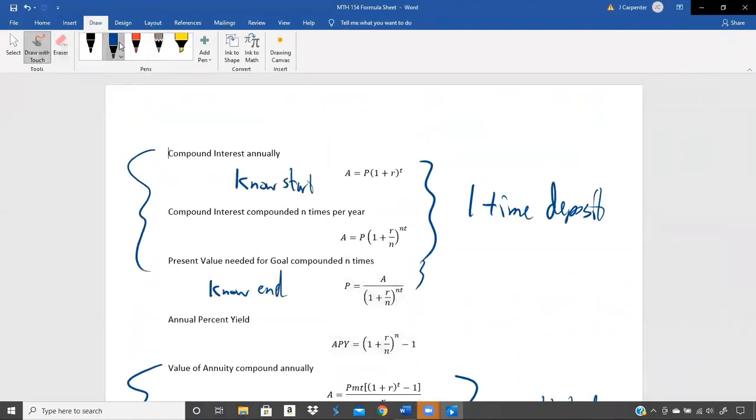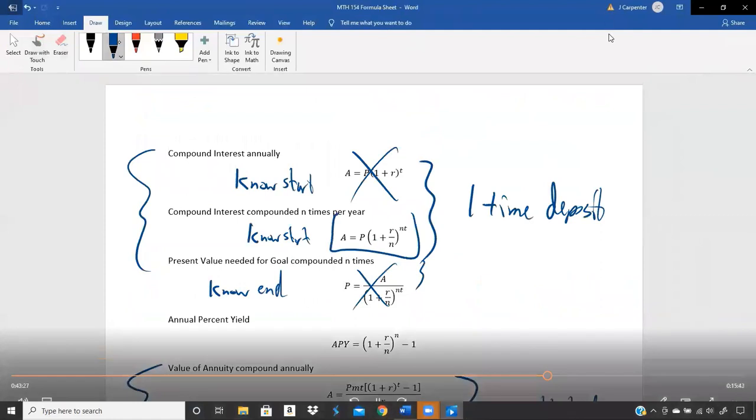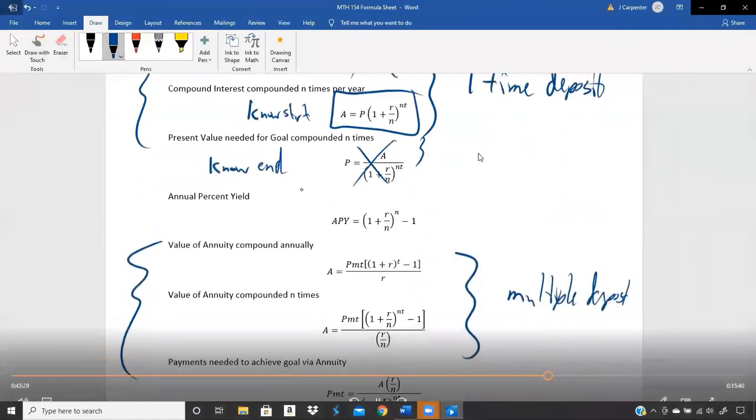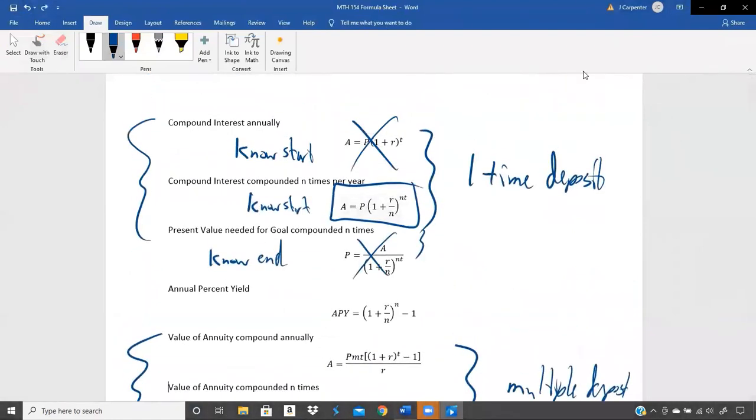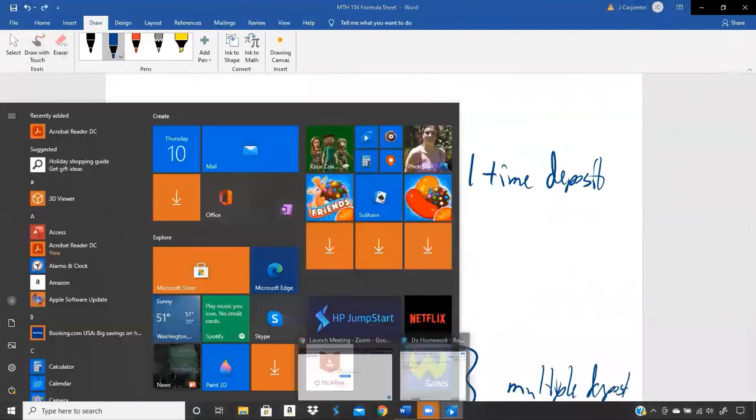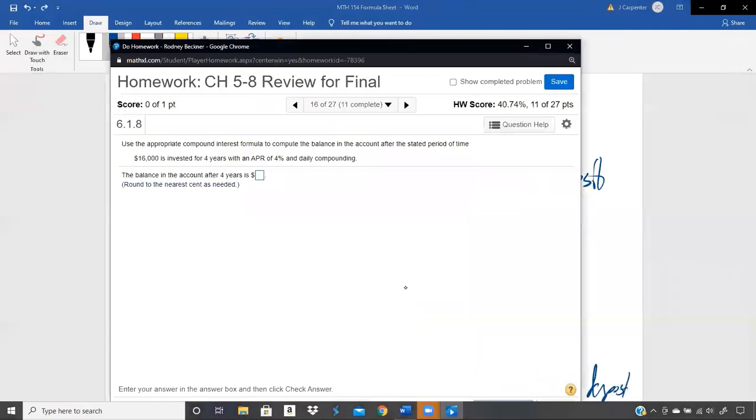So again, we are compounding daily. So that's out. We know the starting value, so that's out. This is also a no start, by the way. So we're on this formula. We're not using any of these formulas down here because these would be multiple deposits and we're only making a one-time deposit. So A equals P parentheses 1 plus R over N raised to the NT. So that will be our formula.